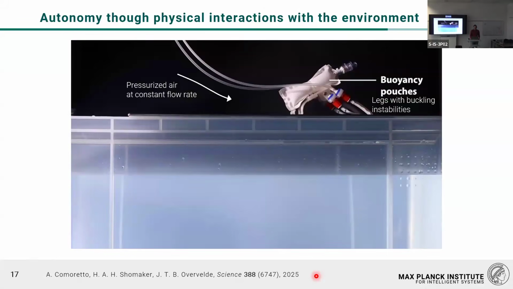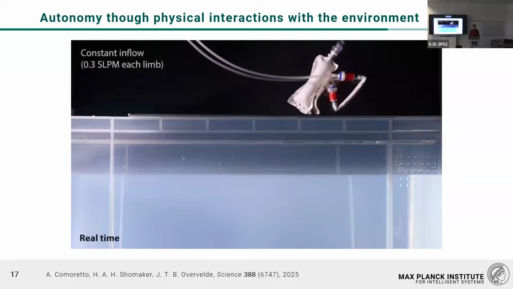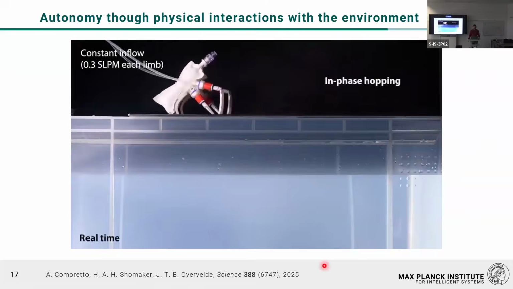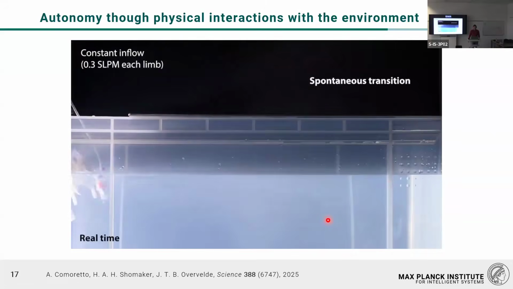The next example shows how a soft robot can be used to interact with the environment. Similar to before, we have two tubes. Both of them supply the same pressure and the same flow rate into two legs of this hopping robot. And you will see that when this robot starts hopping, both legs are producing the same phase. They are synchronized in that hop. But now the robot is falling into water, and now something very interesting happens.